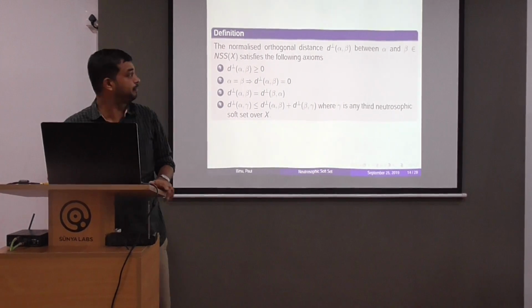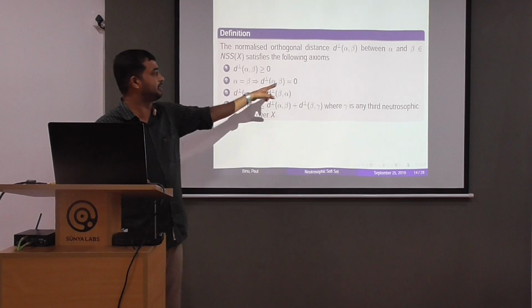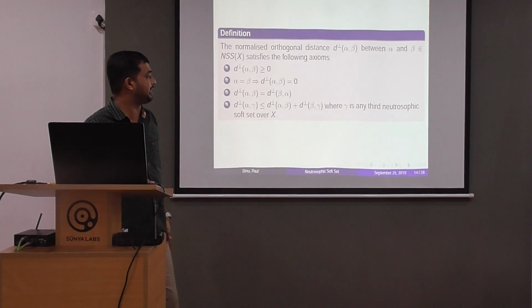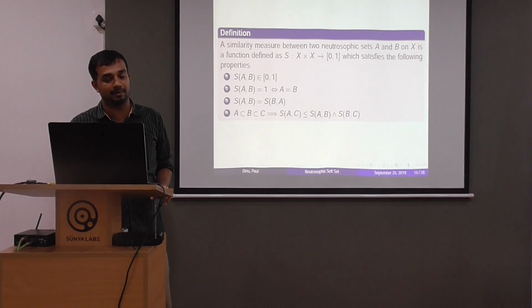That is, d perp of alpha beta is greater than or equal to 0. If alpha is equal to beta, its distance is 0. The commutative property is satisfied, and it satisfies the triangle inequality. Next, we are going to the similarity measure.